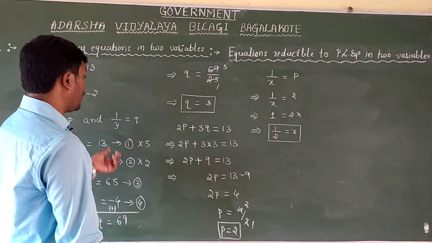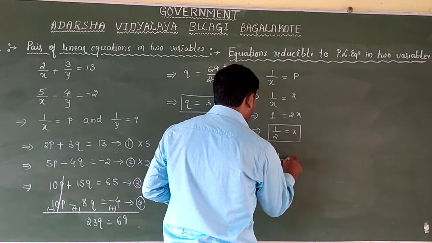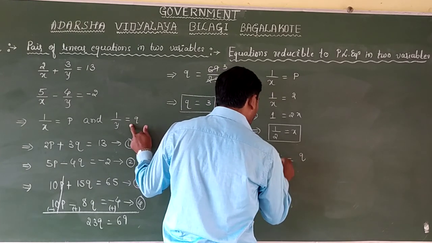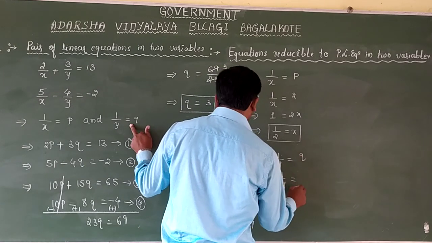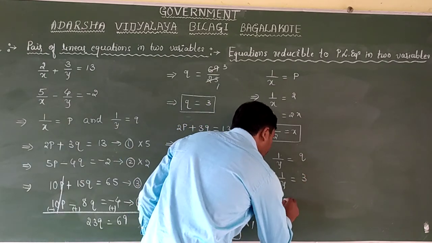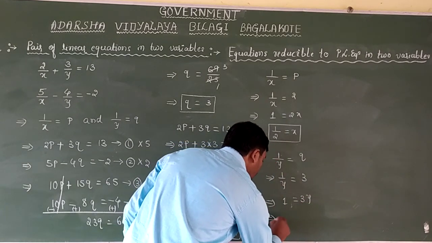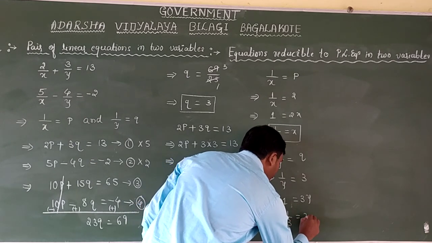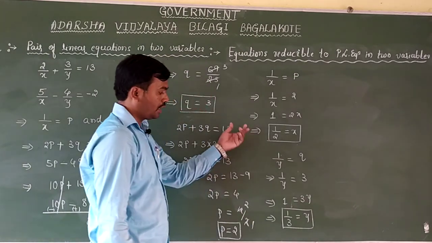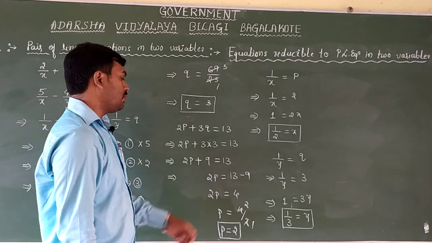And to find the value of y, we have considered 1 by y is equal to q. So 1 by y is equal to 3, as q is 3. So cross multiply these two again. 1 is equal to 3y. So y is equal to 1 by 3. y is equal to 1 by 3. So the values of x and y are x is equal to 1 by 2 and y is equal to 1 by 3.